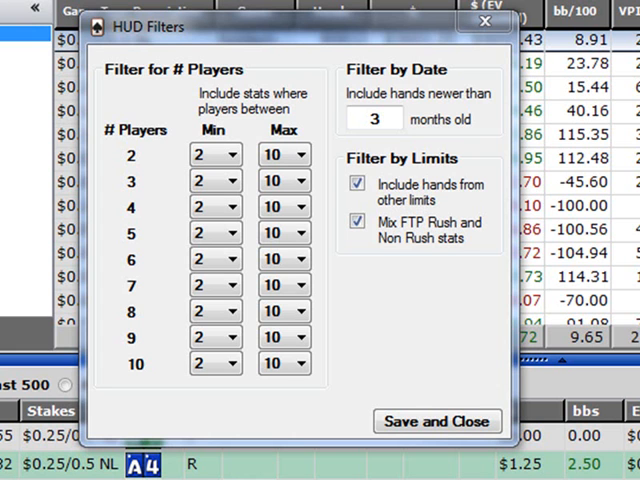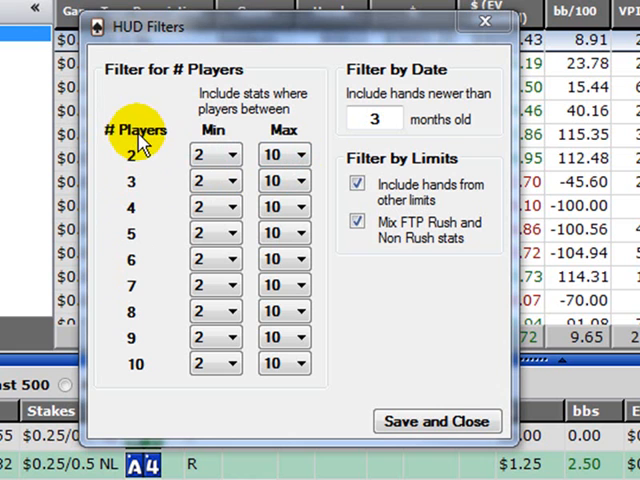Finally, we have the filter for number of players. This allows you to filter your HUD stats based on how many people were dealt into the hand, and that's this number of players column. For people that just play a single number of players, like heads up, 6 max, or 9 max, I wouldn't really worry about touching this. But if you do play a variation of heads up, 6 max, 9 max, listen up.